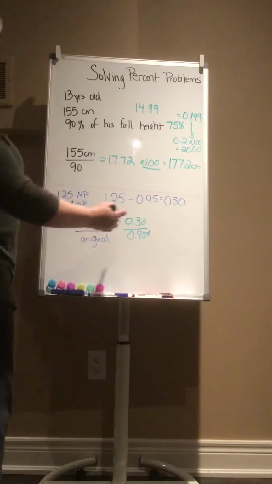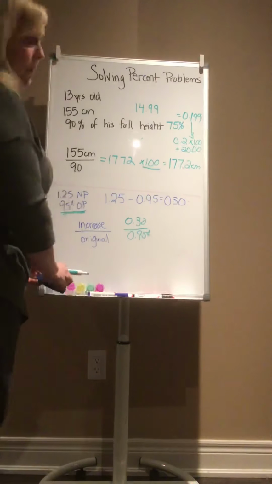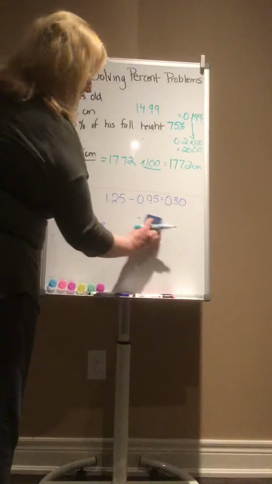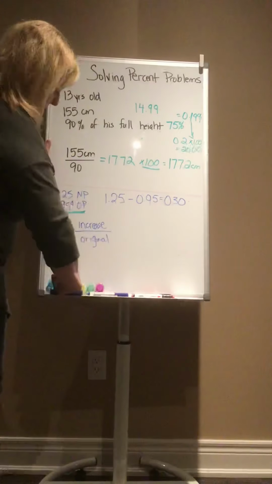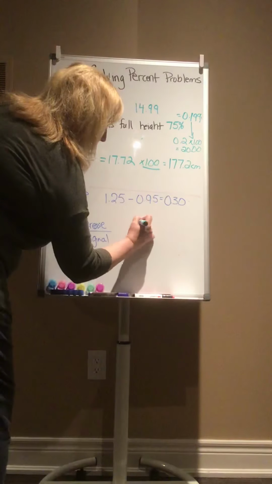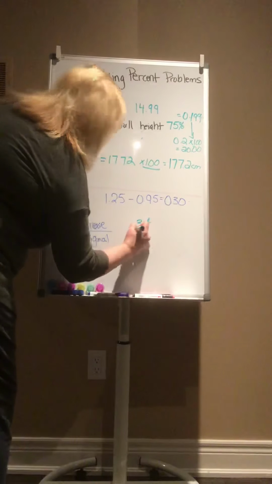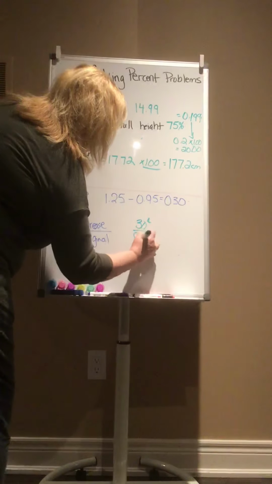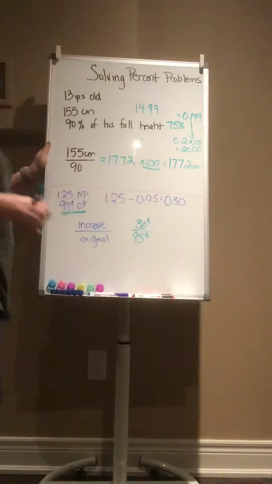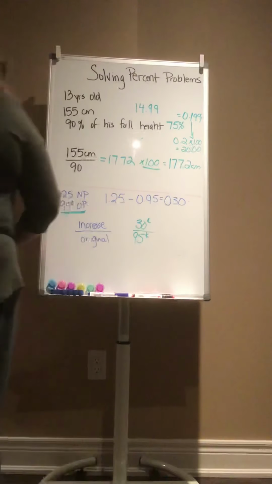You can write this as cents or as decimals. The Google Doc example actually writes it just as the money. So 30 cents over the original price of 95 cents. This just stops us from having to multiply by 100 at the end.